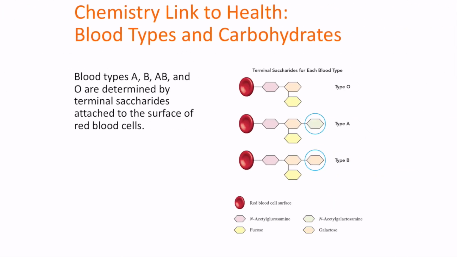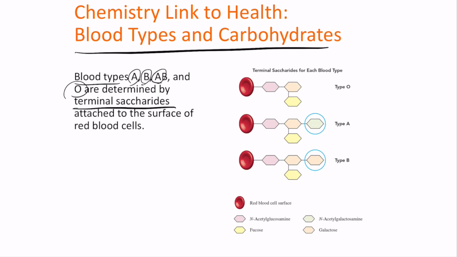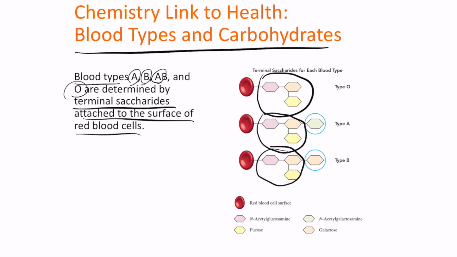Next, let's talk about blood types and carbohydrates. The blood types A, B, AB and O are determined by the terminal saccharides attached to the surface of the red blood cells, and these are unique for each blood type. For each blood type, the only thing that differs is a certain structure. For example, the base structure in O, A and B is exactly the same. They all have the same base structure of N-acetyl glucosamine, fucose and galactose.